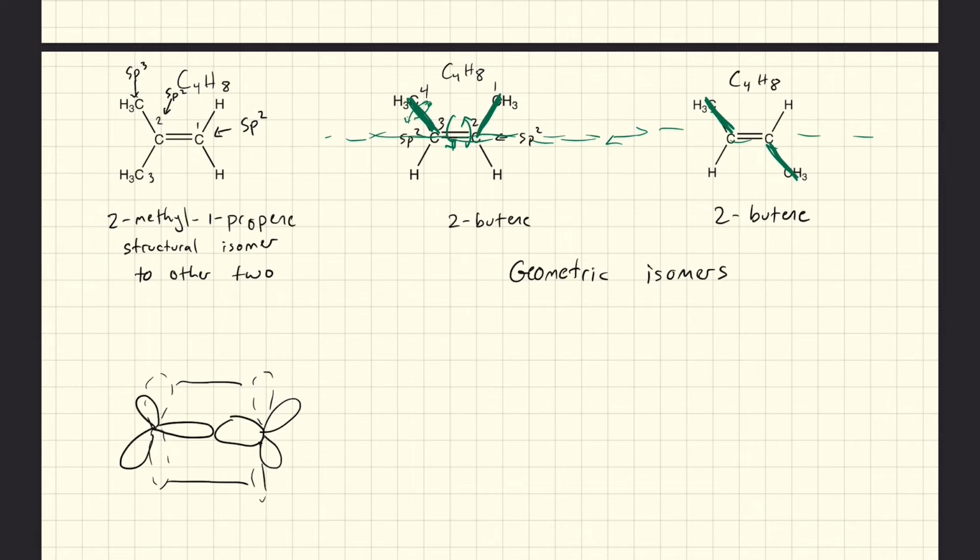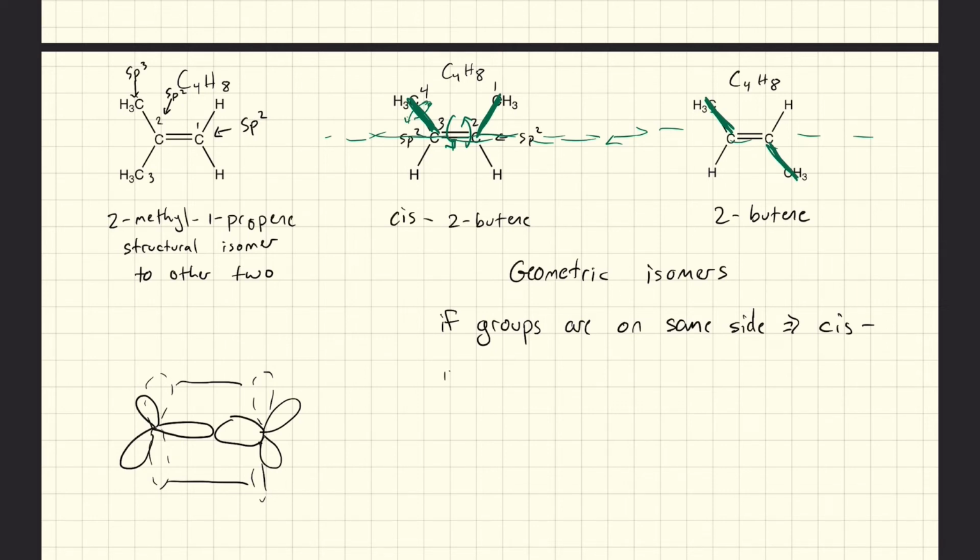You just do the heavier ones, okay? So if the groups are on the same side, we use the word cis, okay? So this would be cis 2-butene.